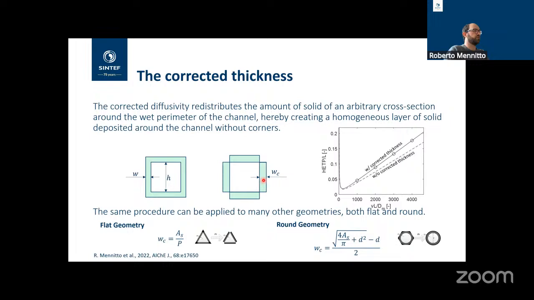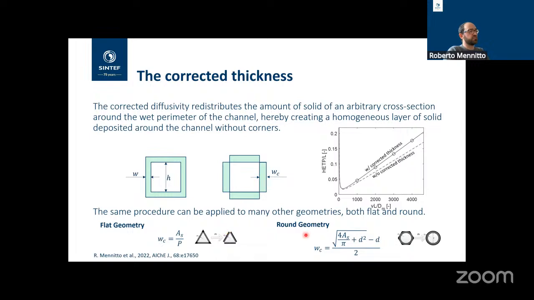And when they wrote the HTP accounting for the corrected thickness, they were able to match the 3D simulations. And work that we have published in 2022 shows how to derive the corrected thickness for any arbitrary geometry. For instance, here, for a flat geometry, what we effectively do, we redistribute the area of solid over the wet perimeter of the free cross-section. An example here is for a triangular channel where we take the corners and we put them on the sides.